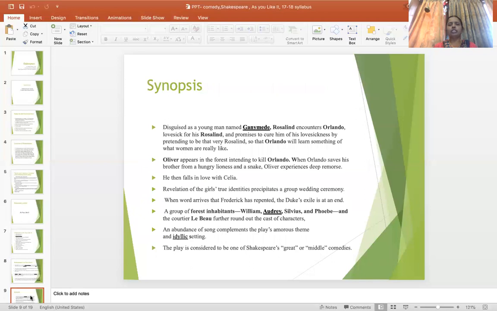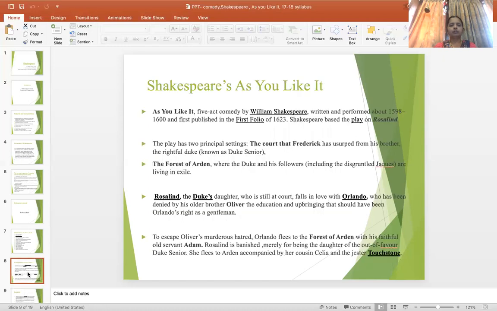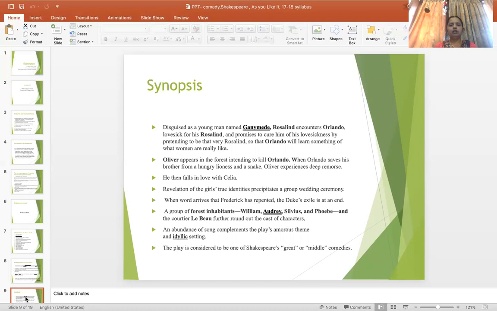Let us move into the synopsis of the play. I hope that you are familiar with the characters of As You Like It. Let us move into the story part. Disguised as a young man named Ganymede, Rosalind encounters Orlando, lovesick for his Rosalind, and promises to cure him of his lovesickness by pretending to be that very Rosalind, so that Orlando will learn something of what women are really like.